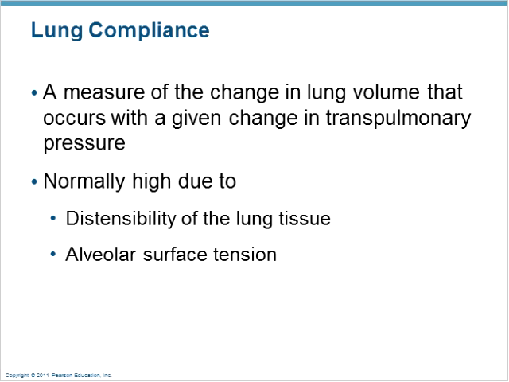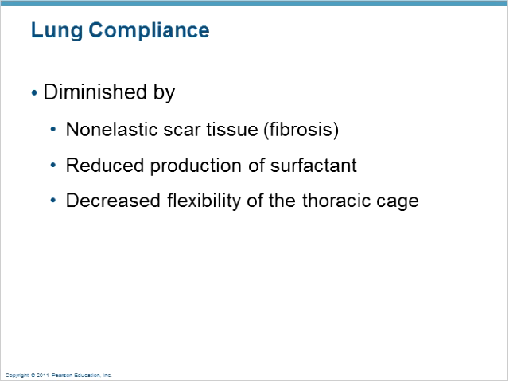Lung compliance is a measure of the change in lung volume that occurs with a given change in transpulmonary pressure. It's normally high. The lung compliance is high because of the distensibility of the lung tissue. It's very elastic, and also because of the alveolar surface tension. So lung compliance usually allows it to snap back like a rubber band, so it doesn't just get expanded and sit there like a stretched rubber band.